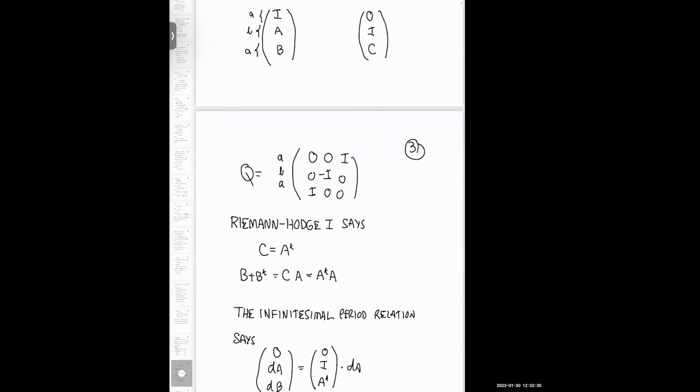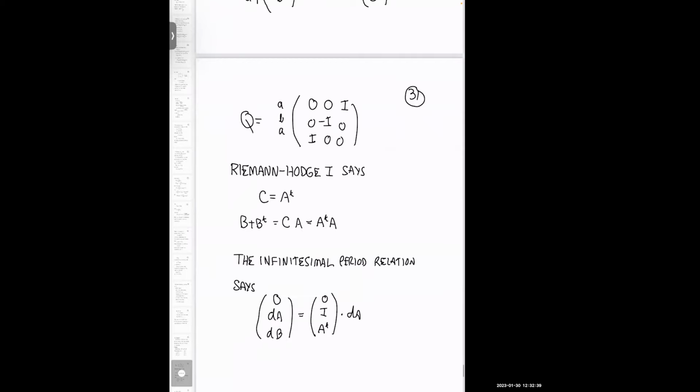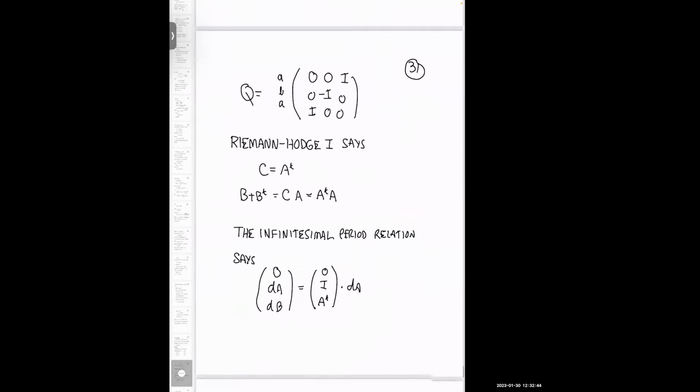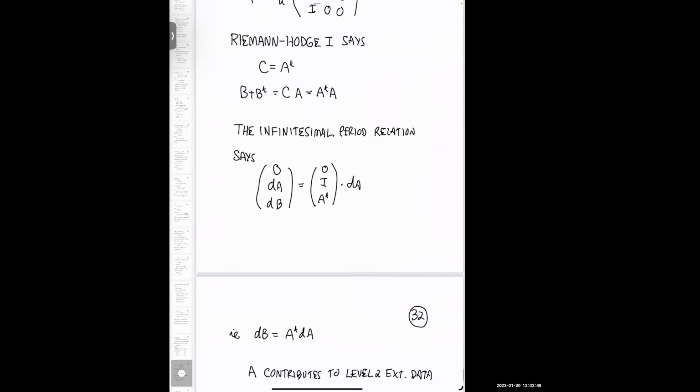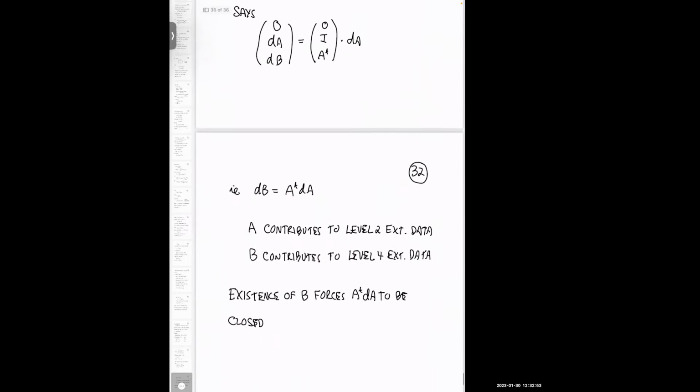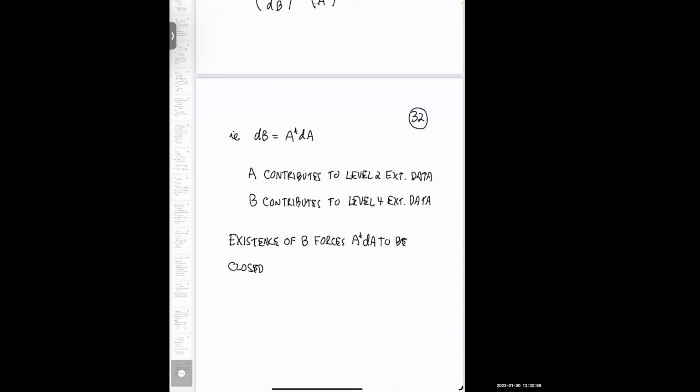So then what the first Riemann-Hodge relation says is that C is the transpose of A, and that B plus B transpose is then A transpose A. But the infinitesimal period relation says that, well, this equation here, and then it says that DB has to be A transpose DA. It tells you, for example, that A transpose DA is closed.